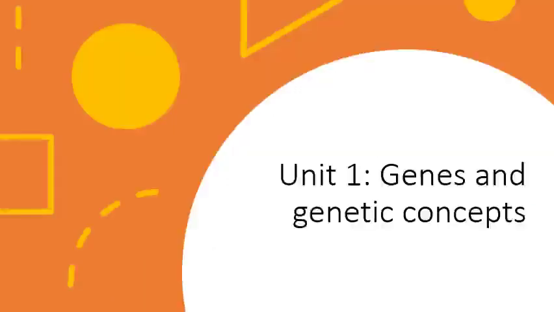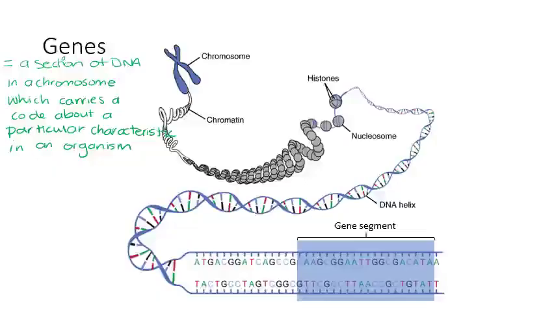Our unit 1 is genes and genetic concepts. So when we look at genes, we need to understand that it is a section of DNA in a chromosome which carries a code about a particular characteristic of an organism. Example, your hair color, right? Everybody's got a different hair color, and that's specifically coded for in our DNA. So here at the bottom we've got our gene segment. This gene segment over here is a very important concept to understand how DNA and heredity come into play.